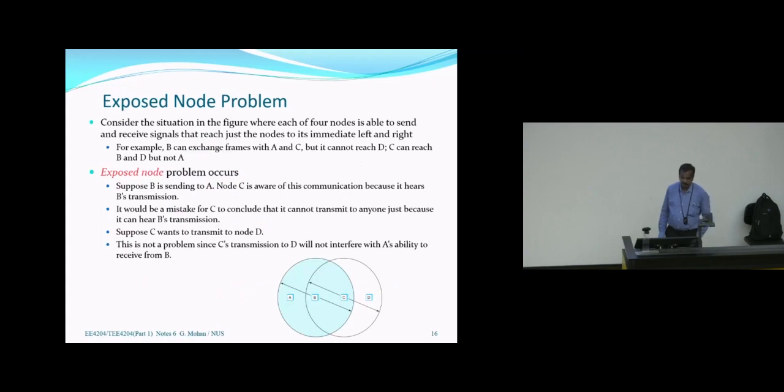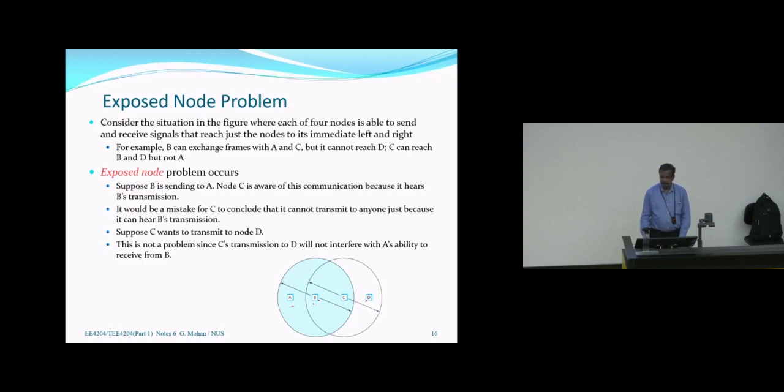The other one is the exposed node problem. This is a slightly different problem, or maybe it's a good feature, okay? See, now consider A, B, C, D. We have shown the circles for B and C. Assume that everybody can reach the immediate left and immediate right. We are not showing other circles.